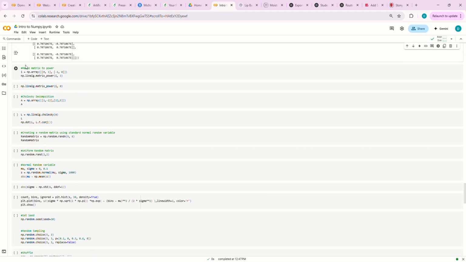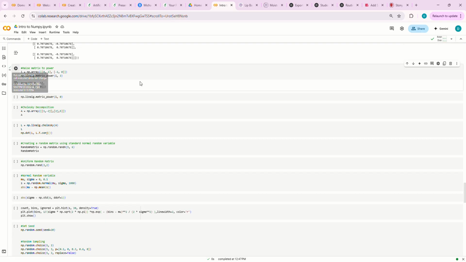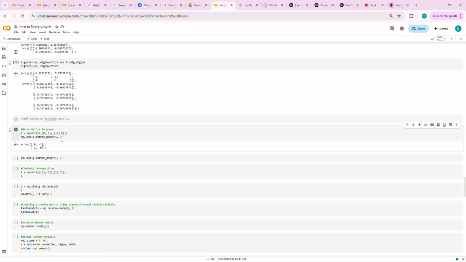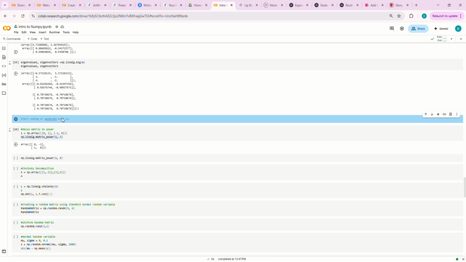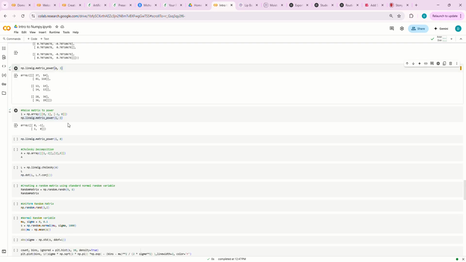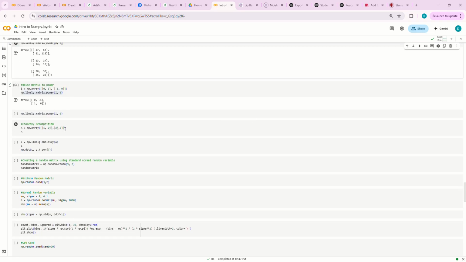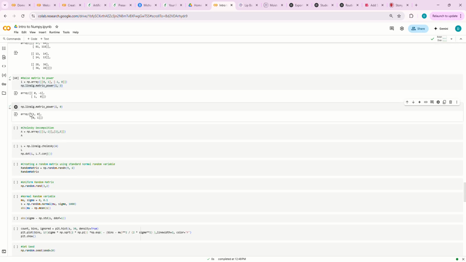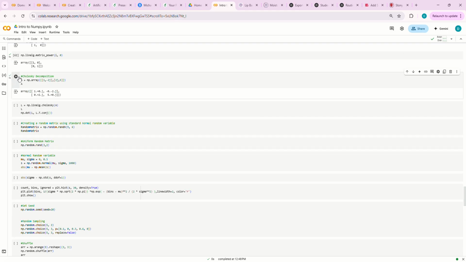Raise a matrix to a power. So just multiply by itself several times. Let's see what happens when we raise A to a power. We'll get something more exciting. So it's just multiplying by itself over and over again. Raising to the 0 power gives the identity matrix.